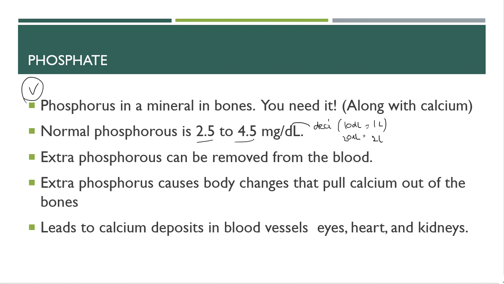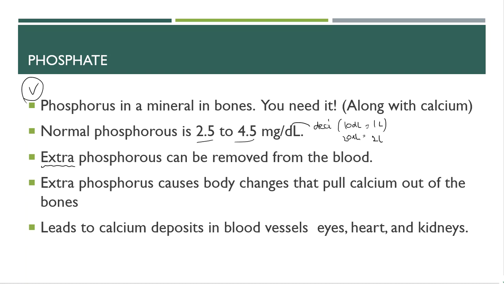Extra phosphorus can be removed from the blood. And your body normally does this. So if you do eat something, if you do drink something, then all of the extra phosphorus that you take in that your body does not need, it normally does not save it up for a rainy day. It really does get rid of it, and you expel it either through feces or through urine. Yum.